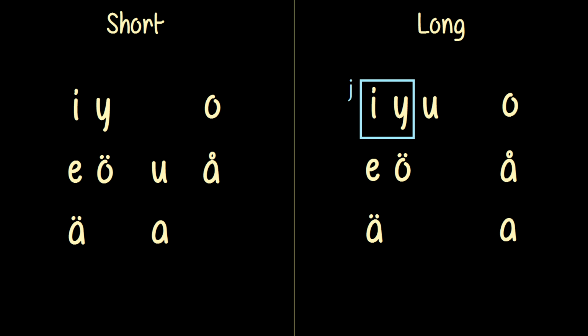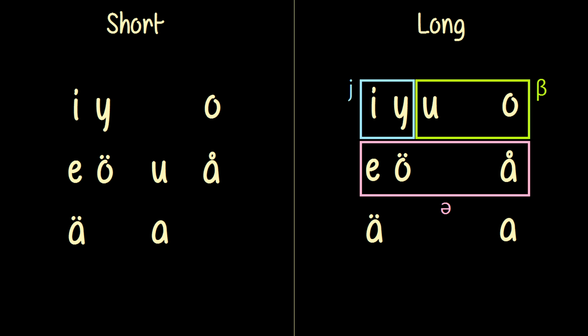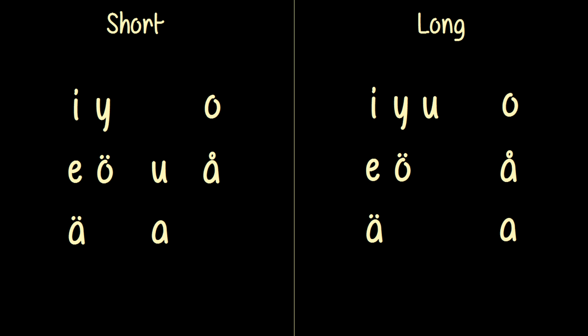Long I and Y are pronounced with the subsequent Y. Long U and O are followed by a W. Long E, Ö, and O are followed by a very weak schwa. So that's it. That's all of them.